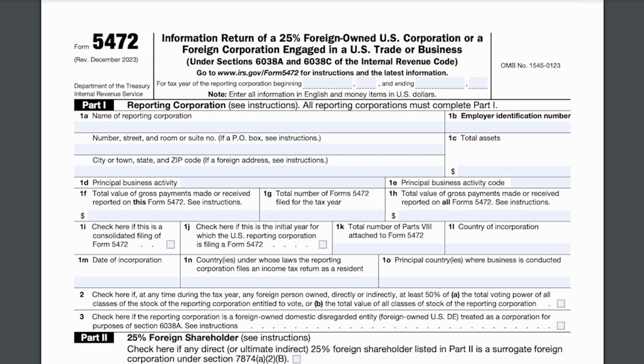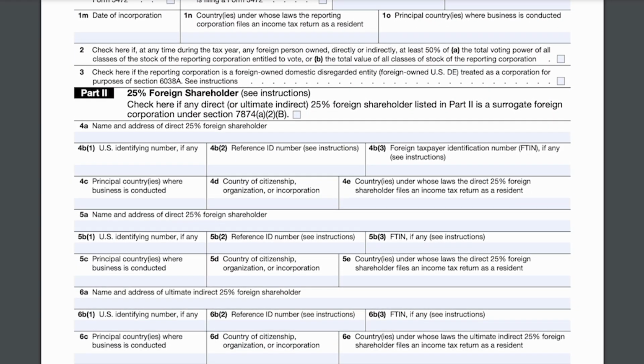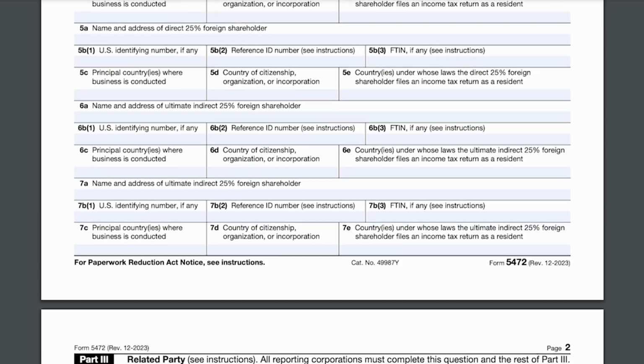Form 5472, Foreign-Owned Corporation. Now let's talk about Form 5472, which the IRS uses to monitor U.S. corporations with significant foreign ownership and foreign companies doing business in the United States. We get calls all the time from companies that receive penalties for Form 5472 and didn't know they had to file. So who needs to file Form 5472?